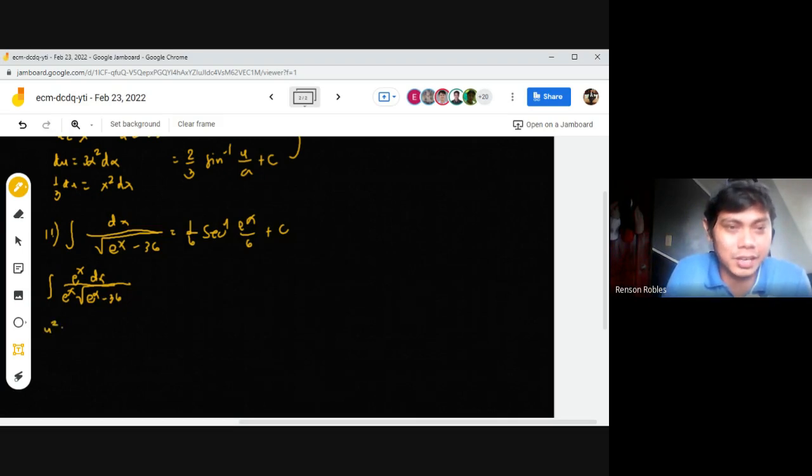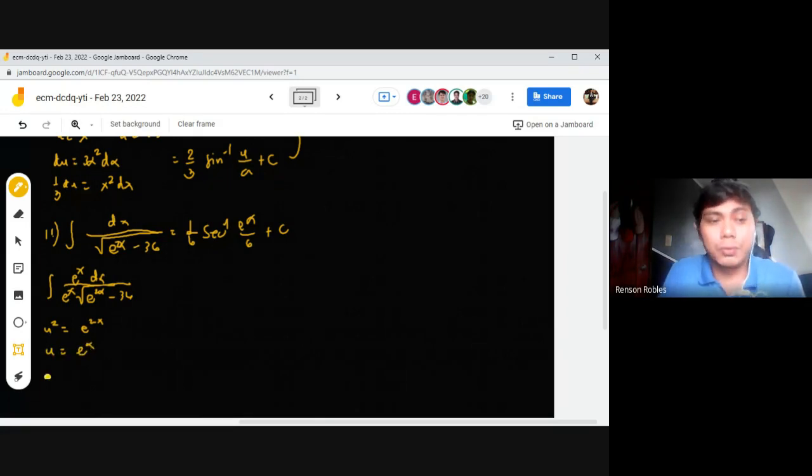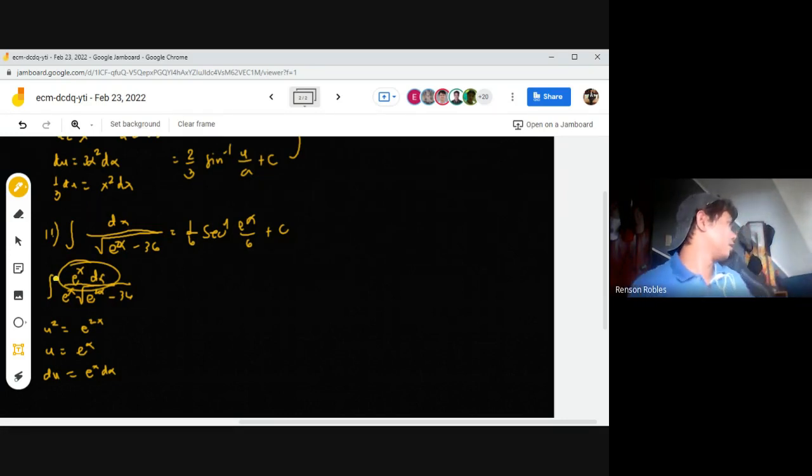My u squared is, this is 2x pala, sorry. This is 2x. That's e to the 2x. My u squared is e to the 2x. I missed that one. Sorry. That's e to the 2x. And then you notice that u is e to the x. All right? So when you take the derivative of u, that's du. And when you get the derivative of e to the x, that's e to the x dx, which you can see right here.